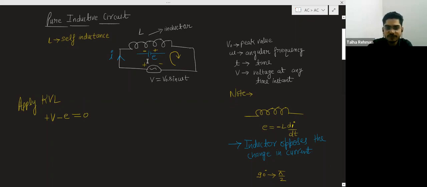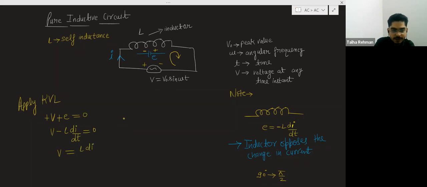Simply, I want to tell you, you will take this E as plus E, and that is equal to 0. And what is the value of E? Minus L di by dt. So you can write V minus L di by dt is equal to 0. So you can write V is equal to L di by dt. For current, di is equal to V dt by L.